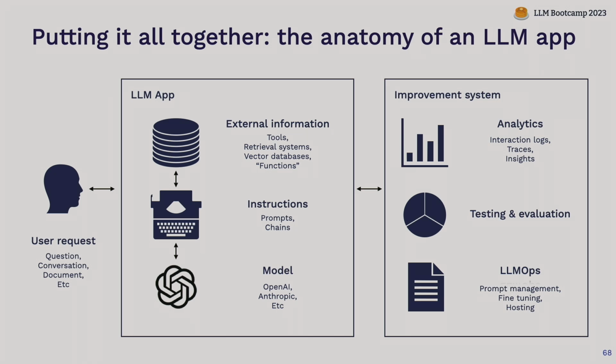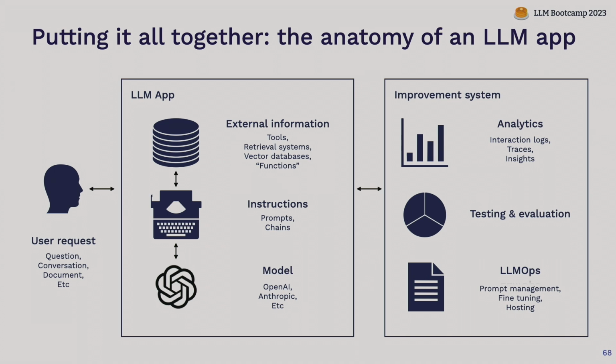The first is the model itself, which could be GPT-4 or another proprietary model, or it could be an open source model that you host yourself. And then the instructions also interact with external information. So they interact with all the other data that you need in order to solve the task. Tools, retrieval systems, vector databases, and what OpenAI calls functions are the different ways that we'll cover for your LLM app to use external information.